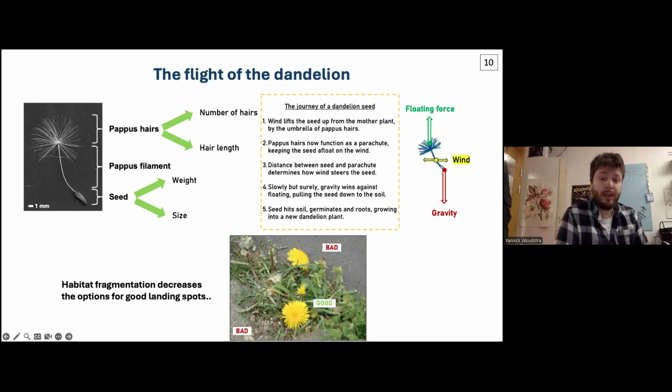The final thing I will discuss that is affected by urbanization is the dispersal. And dandelions are kind of the example plant of wind dispersal, I would say. So they disperse their seeds on the wind by this disc of pappus hairs that is attached to the achene. So it floats on the wind, and then, of course, the plants can play with this by increasing the number of hairs, but also the weight of the seed influences how long it can float in the air.